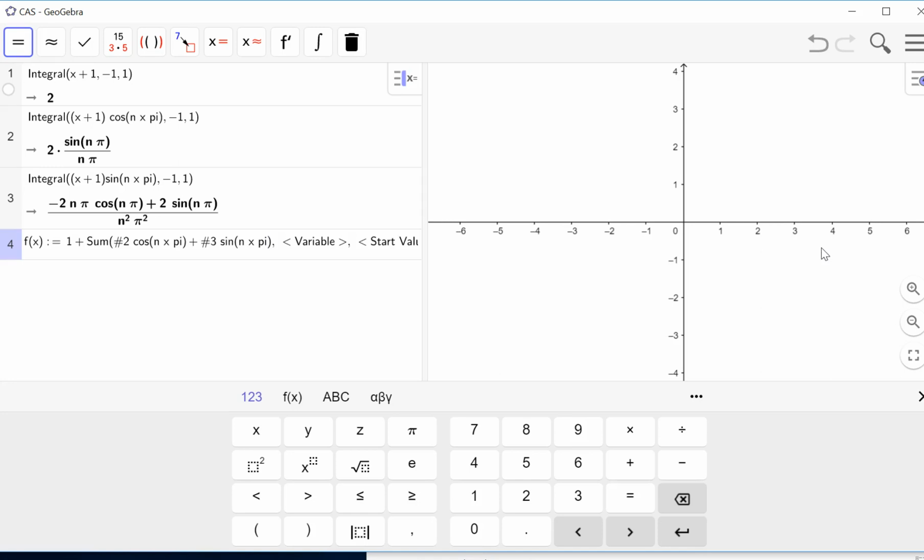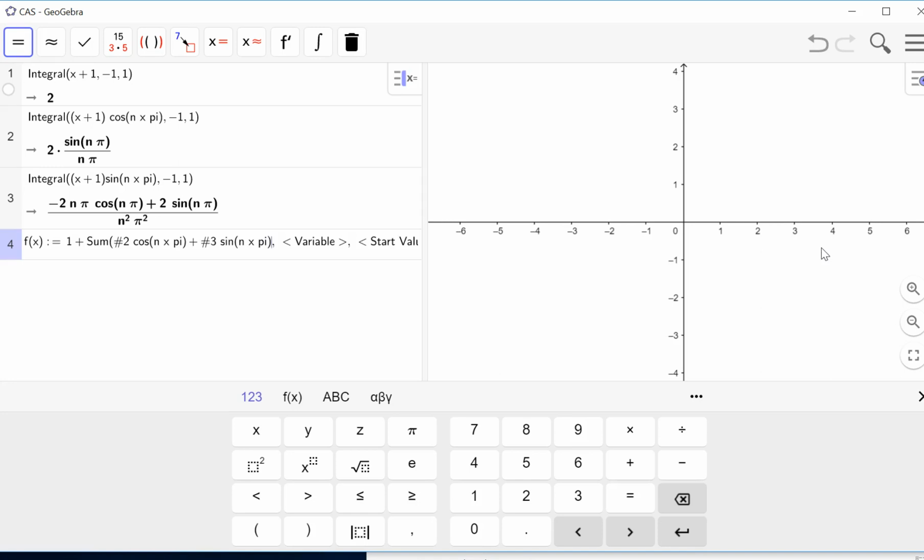Number 2 is the coefficients on the cosine because I integrated the cosine piece. Number 3 is the coefficients on the sine because I integrated the sine piece. Now again, I really don't have to put in number 2 here, right? I could just have this not even be here. It would be the same thing.